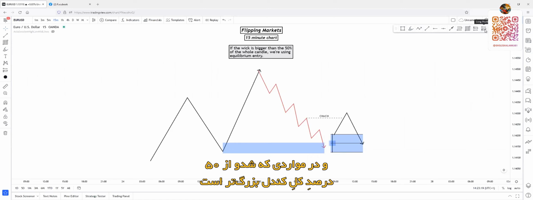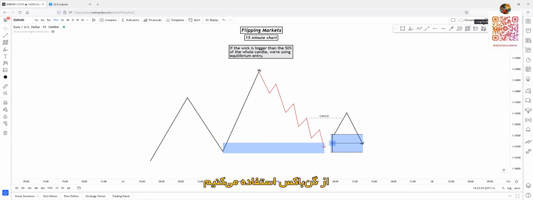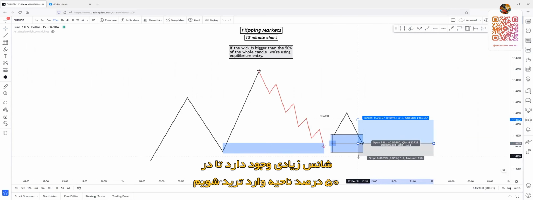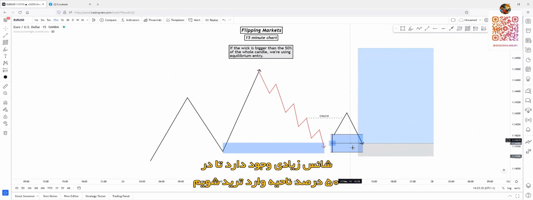And in these cases, when the wick is bigger than the 50% of the whole candle, we will use the Gambox and we will use the equilibrium entry. Okay, I just set a limit order here, and price has a great chance to tag us in the trade on the 50% of the zone.